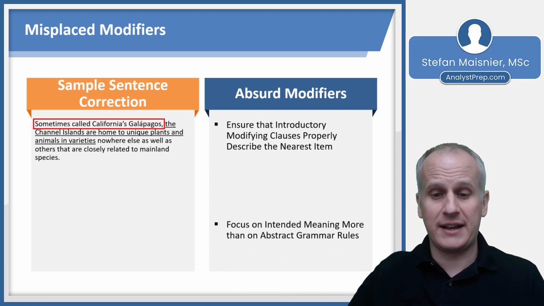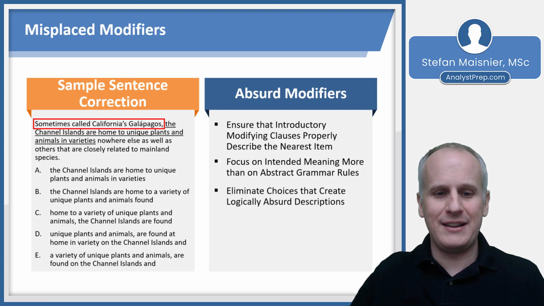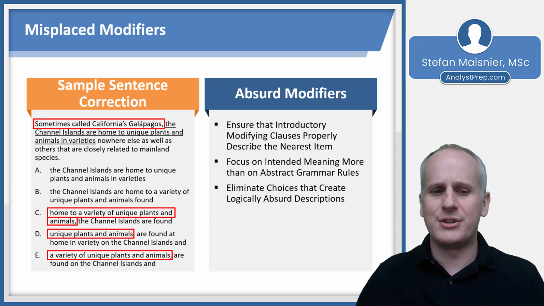And in this case, the Channel Islands do logically make sense as the thing that are sometimes called California's Galapagos. So that's fine. And you need to focus on that intended meaning more than on abstract grammar rules to note that you can't call home to a variety of unique plants and animals the California Galapagos. You can't call unique plants and animals California's Galapagos. You can't call a unique variety or a variety of unique plants and animals California's Galapagos. So it has to be the Channel Islands that are called that specific thing.